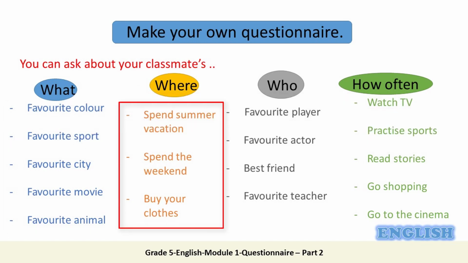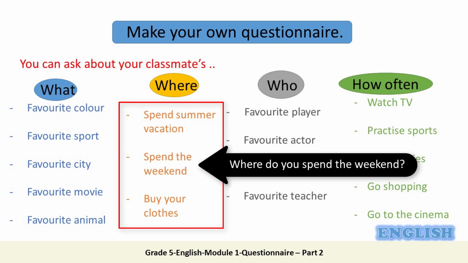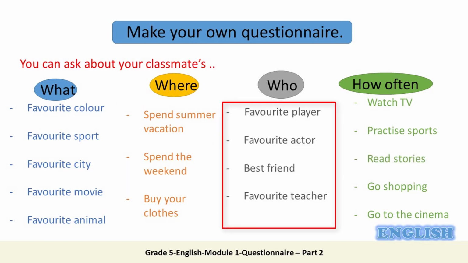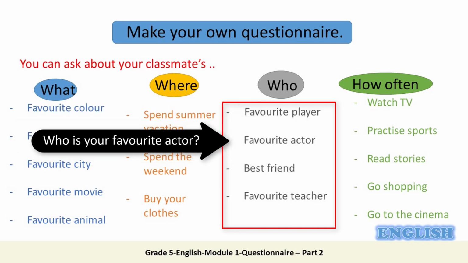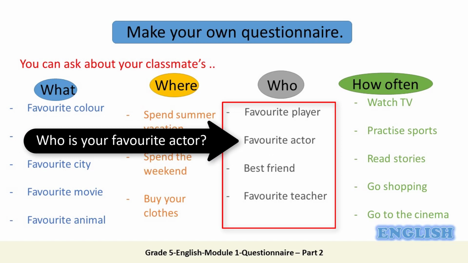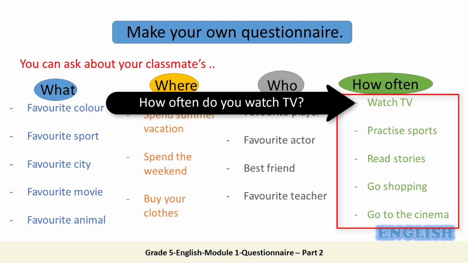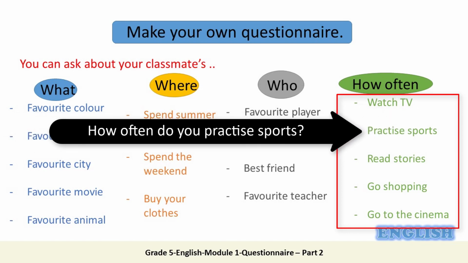And these 3 go with where. You could say, where do you spend your summer vacation? Or where do you spend the weekend? And so on. And these 4 go with who. Like, who is your favorite player? Who is your favorite actor? And so on. Also, how often can be used with these 5 prompts. Like, how often do you watch TV? How often do you practice sports?